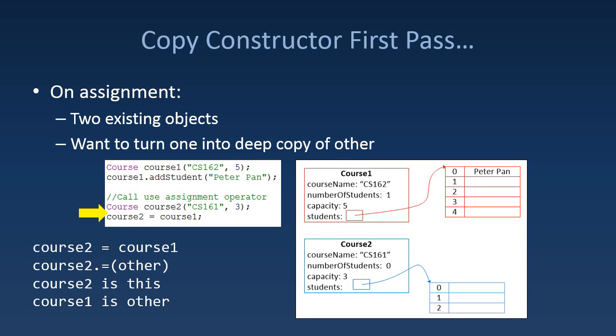So what we need to have happen, here's the model we're working with. We've got course 1, 5 slots for 5 students and 1 student in it. Course 2 with slots for 3 students and nothing in it. And we're going to copy from course 1 into course 2. What this means is course 2 dot equals the other. So the other one there is course 1, and the implicit this is course 2.